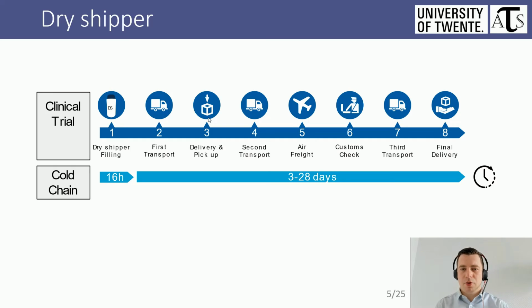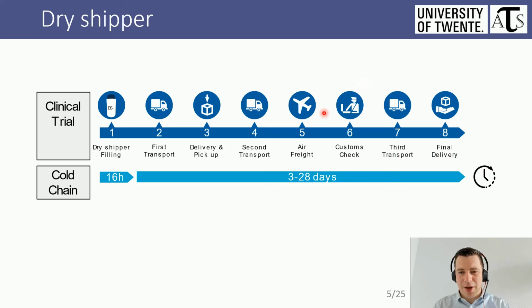So after filling, the dry shipper is transported to the customer, for example, a hospital, where they put in their samples, and then it's picked up again and brought to the airport, where it is flown to the final destination. This could be a non-direct flight, so it could take several steps, and then it has to go through customs, and then is picked up and brought to the final destination, where the samples might still be stored in this dry shipper. So as you can see, there are a lot of steps involved in this process.